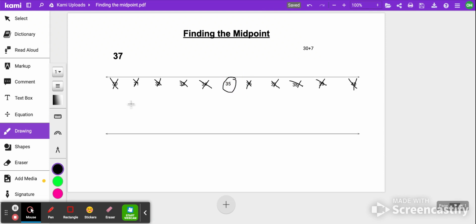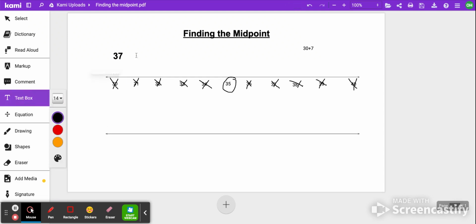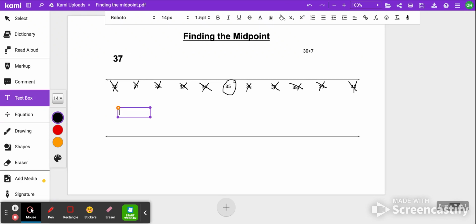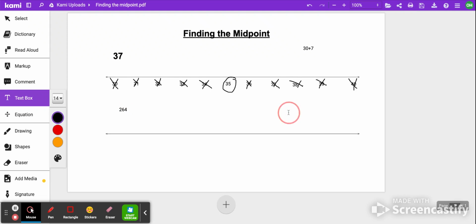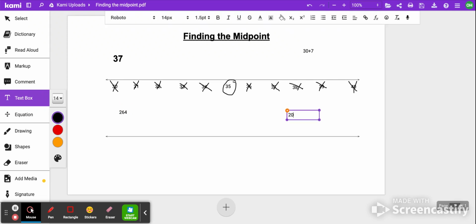All right, let's suppose, though, that you have a number that is not a 2-digit, but a 3-digit number. So let's do the number 264. Again, if you want to find the midpoint for this number, 264, you want to first write this number in expanded form. And we're going to do that right here. So it would be 200 plus 60 plus 4.